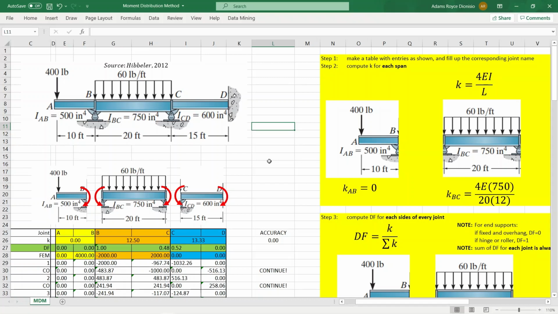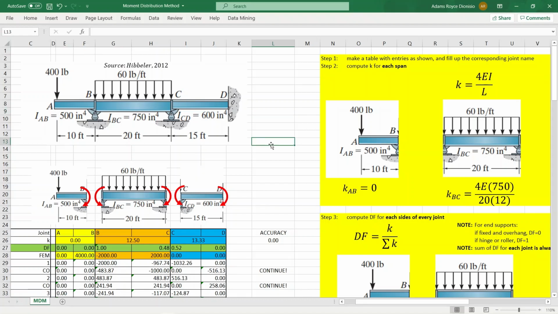Today I will be solving or analyzing a statically indeterminate structure, which is this: a continuous beam loaded with a concentrated load and a uniformly distributed load, and has an overhang and fixed support at the other end, and then there are roller or rocker intermediate supports. So we will try to analyze this structure using the moment distribution method.